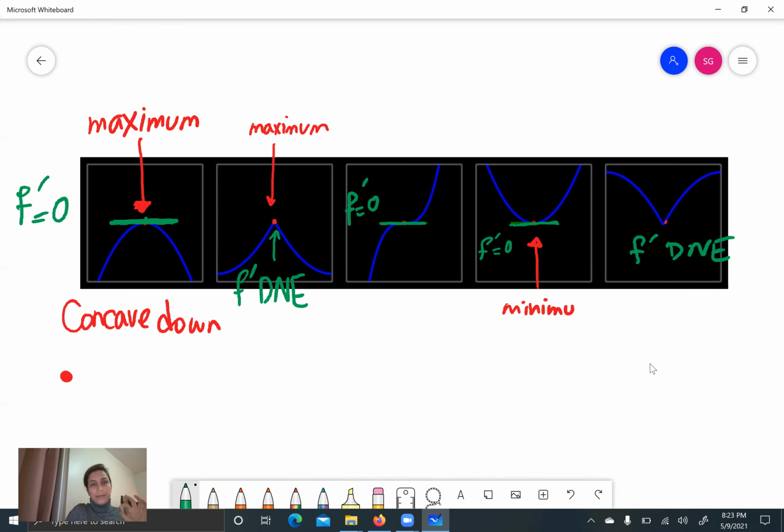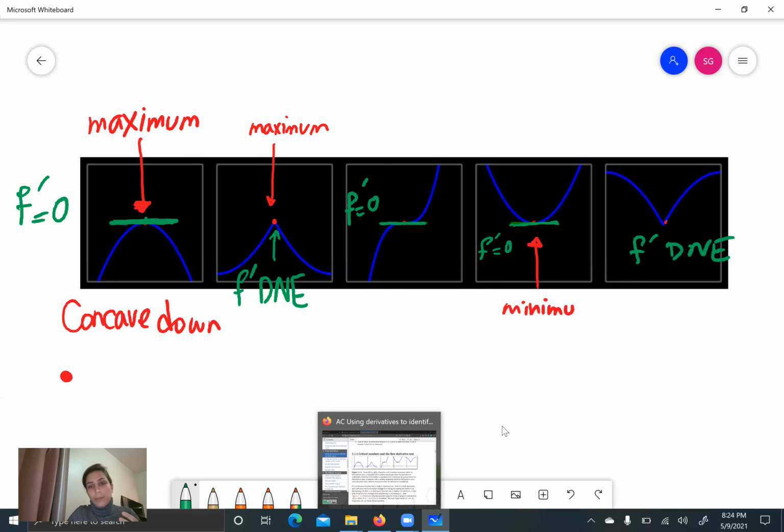So you see, just look at the behavior of the derivative at these points over these graphs. The first one to the left, derivative is 0. Second one, derivative does not exist. Third one, derivative is 0. Fourth one, derivative is 0. The last one, derivative does not exist. These are examples of critical points.